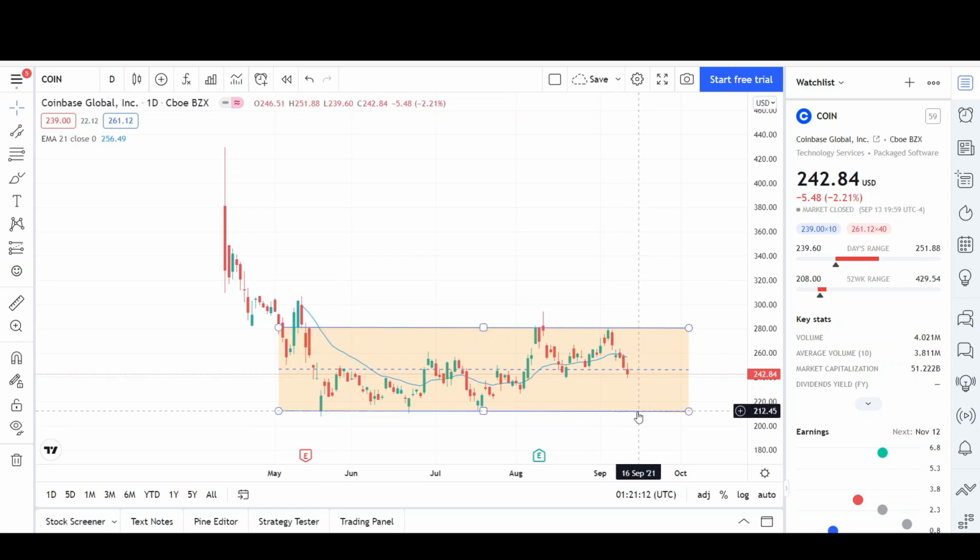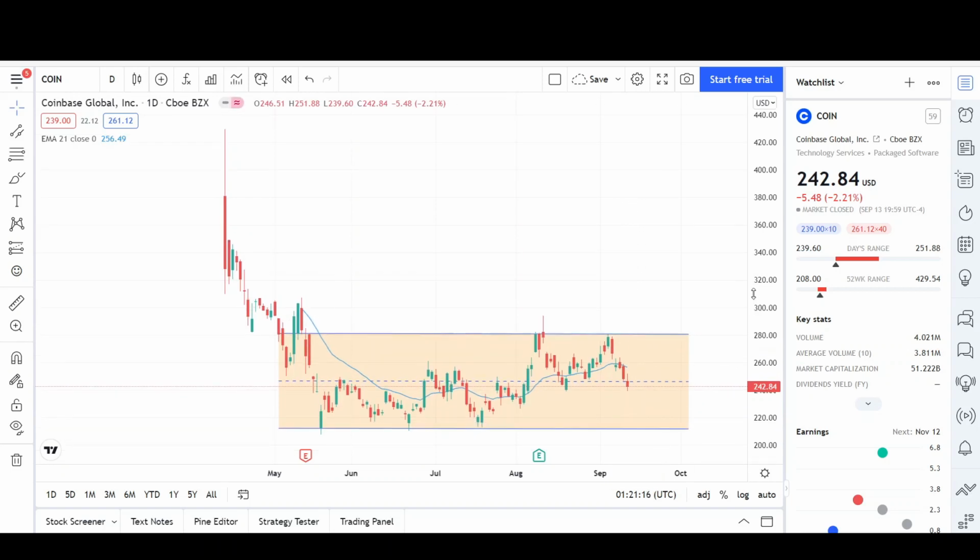The location that most likely prices want to reach are the bottom of the range. So that's my target for Coinbase, around that 211, 214 level.